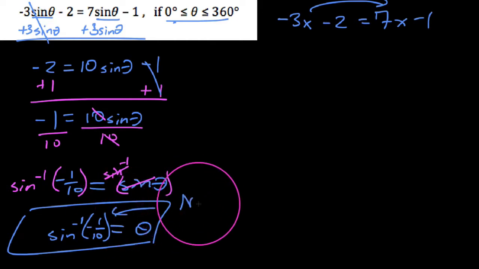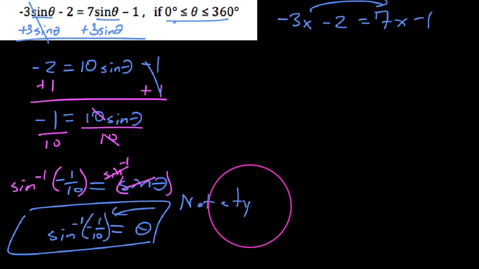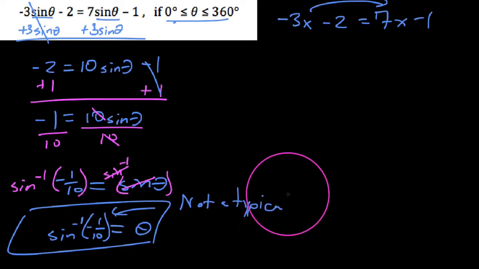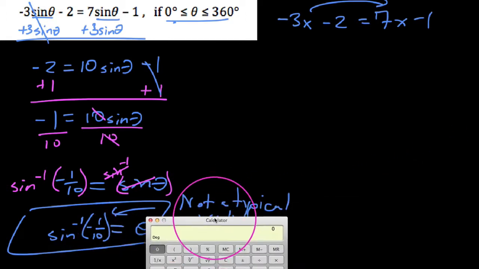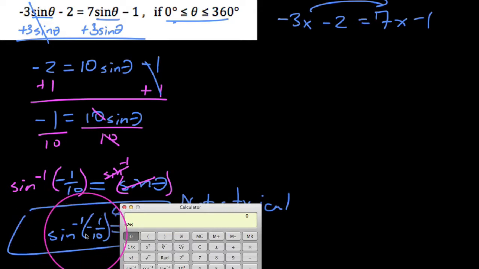One thing I want you to notice here is that this is not a typical value. By typical, I mean it's not like 1 over 2 or root 2 over 2 or root 3 over 2 or 1 or 0 or negative 1. So we're going to need to use a calculator. We're literally just going to pull out our calculator and say, what is the sine inverse of negative 1/10?